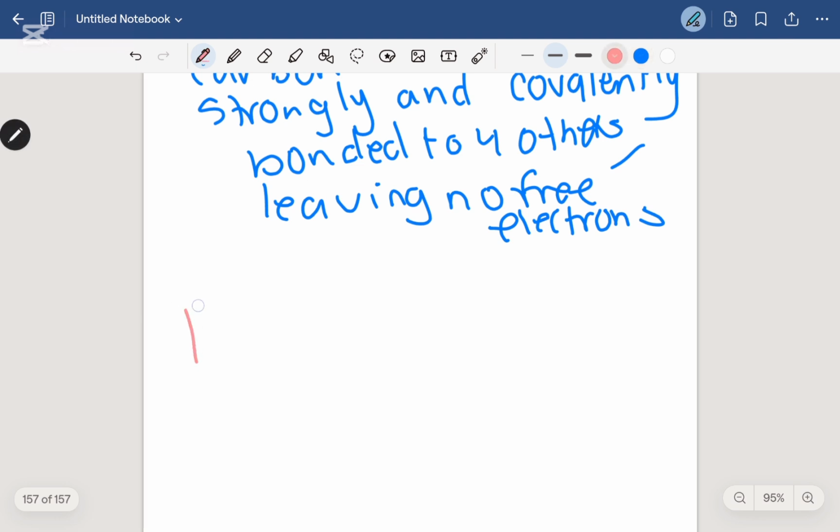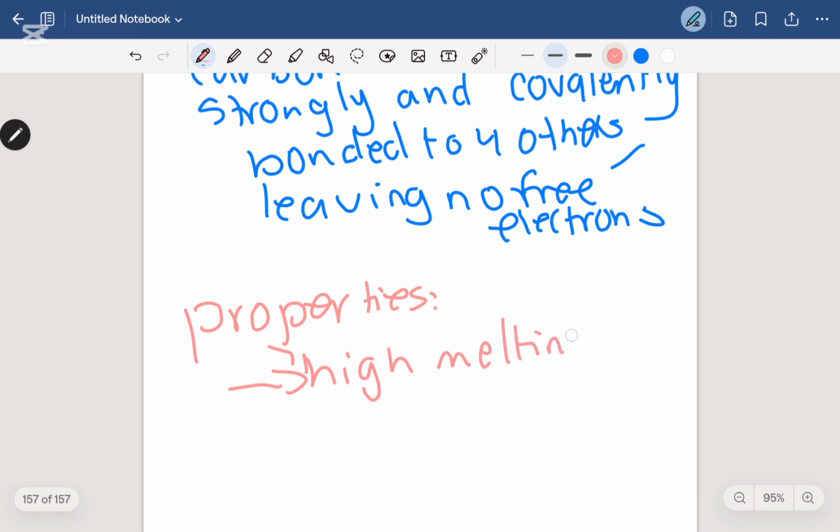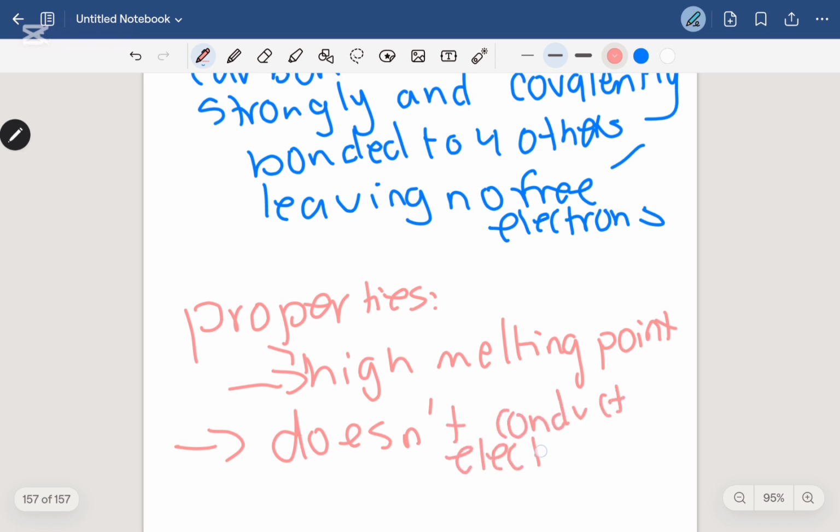Okay, so now let us discuss the properties of the diamond, okay? So, diamond has a high melting point. Now, this is due to what? This is due to the strong covalent bonds, okay? So it has high melting point due to the strong covalent bonds or the strong forces of the directional bonds, okay? It also doesn't conduct electricity as there are no free electrons, so it doesn't conduct electricity.